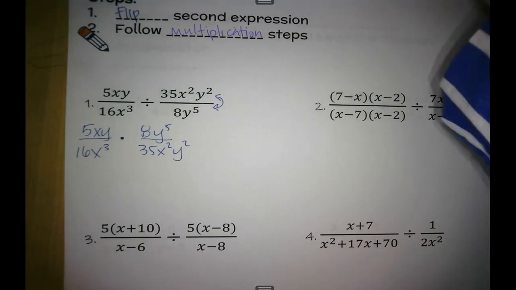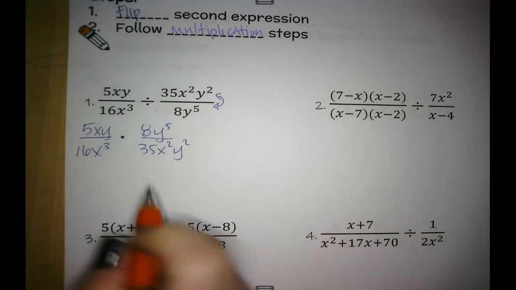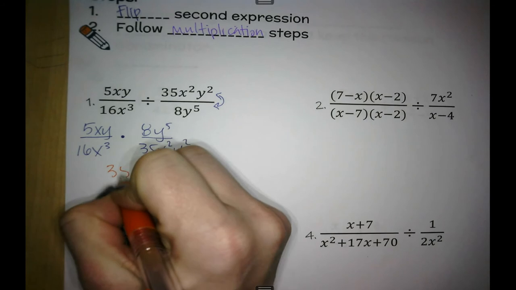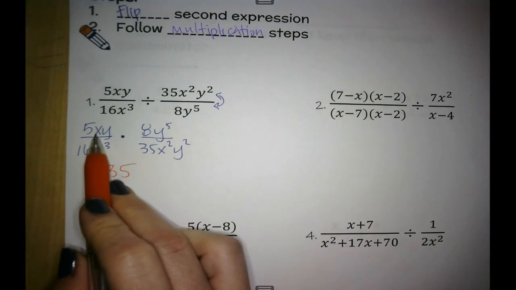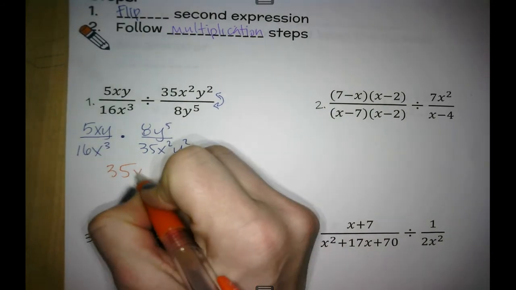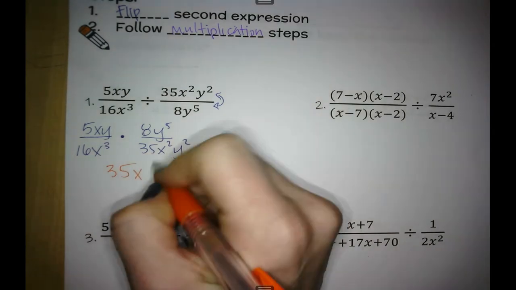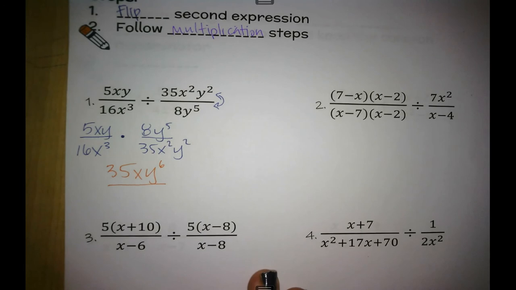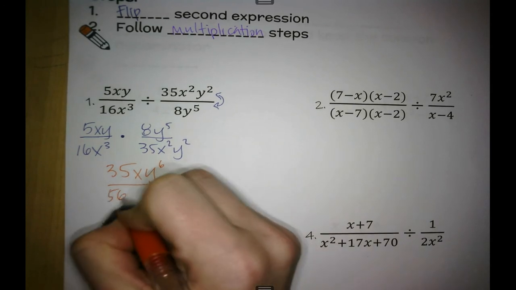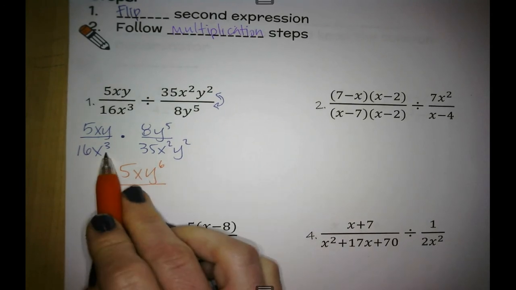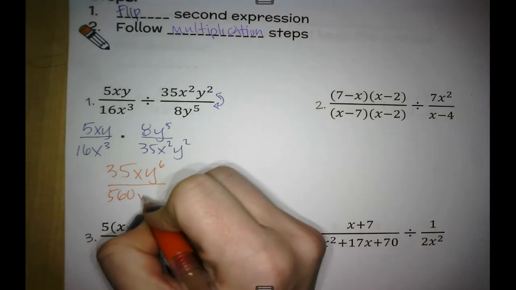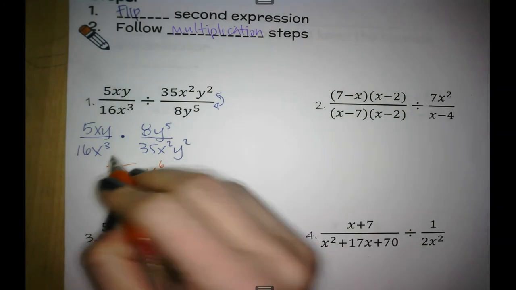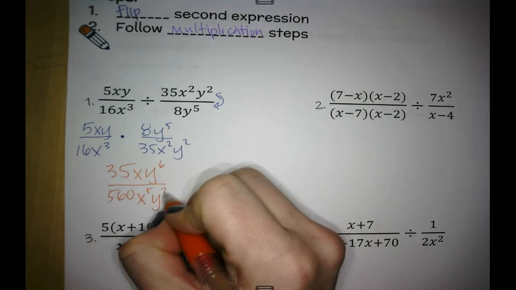And now I'm going to multiply. So 8 times 5 is 35. X, there's one x here, there's no x here, so x. Y times y to the 5th gives me y to the 6th. 16 times 35 gives me 560. X to the 3rd, x times x squared is x to the 5th. Y squared times nothing over here is y squared.